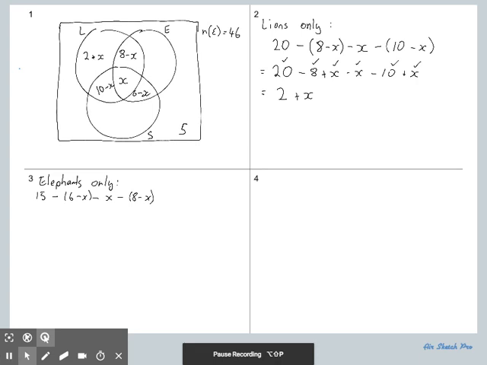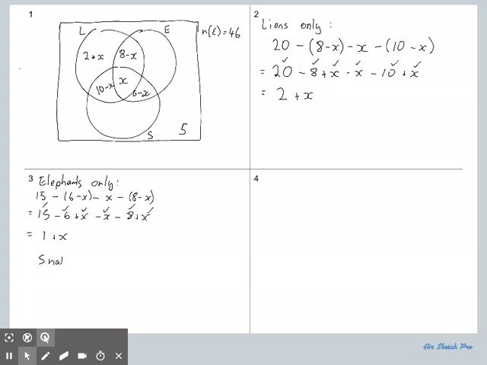Okay, so if you did it right, we've got elephants only would be 15, take 6 minus x, take 8 minus x, which would be 15, take away 6 plus x, take away x, take away 8 plus x. 15 minus 6 is 9, 9 minus 8 is 1, plus x minus x is 0, plus x is plus x. And then for snakes only, just stop me if I'm going too fast.